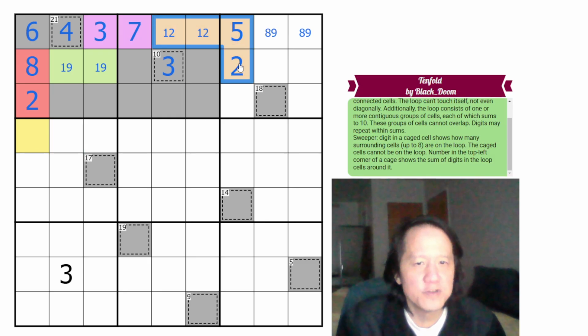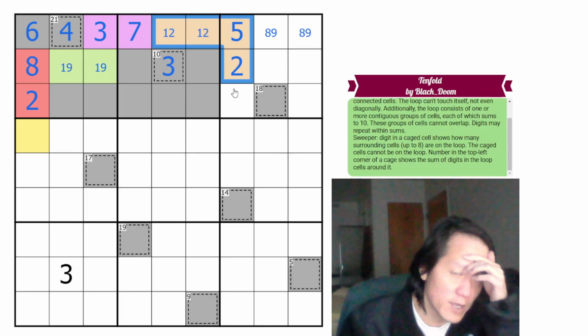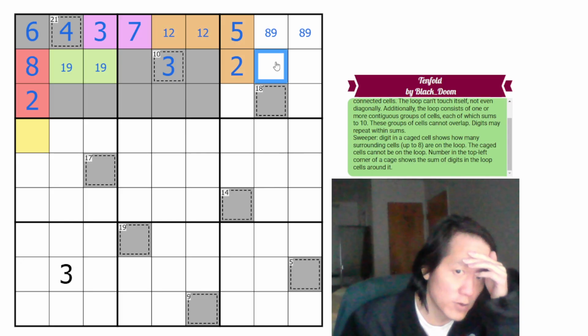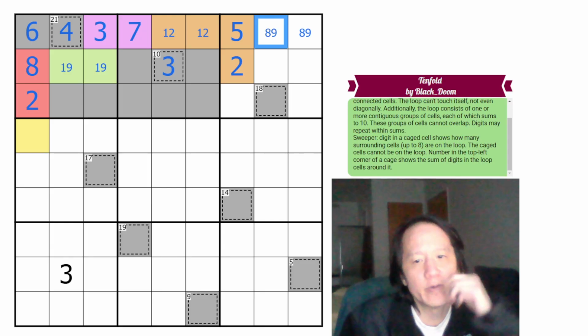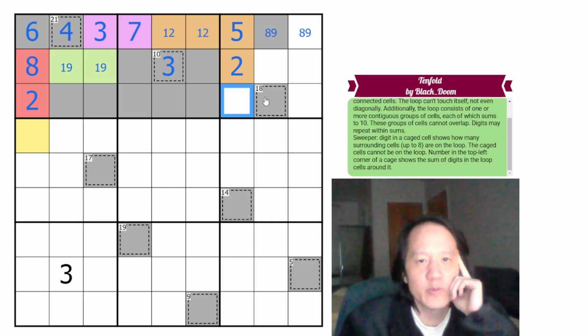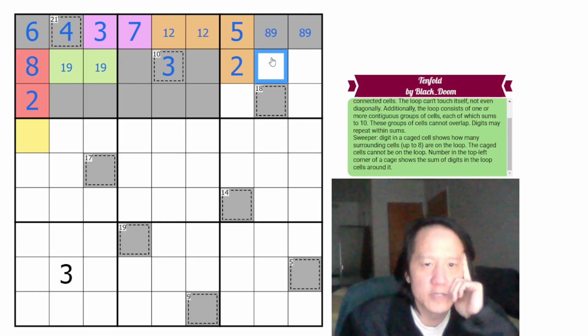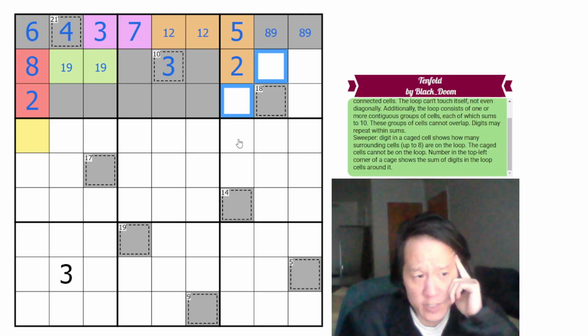So therefore, these 4 add up to 10. We have a new set either here or here. This can no longer be part of the loop. And since this can't be part of the loop, this can't be part of the loop because it can't enter and then exit somewhere. So this is not part of the loop. It's one of these 2 cells that's part of the loop.